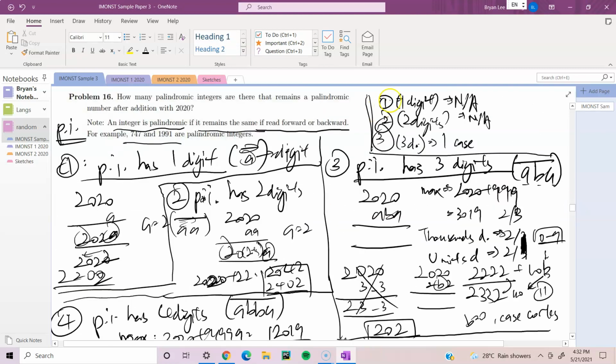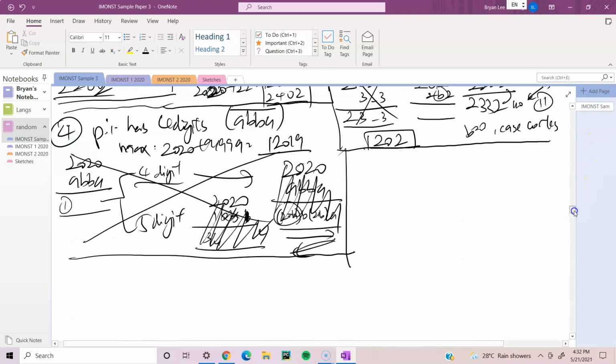So for the fourth case, case 4, this is 4-digit. This is also not applicable. Now we have at most 6 cases, to be honest. Now for the 5th case, where our palindromic integer has 5 digits. Let me write over here. Palindromic integer has 5 digits.